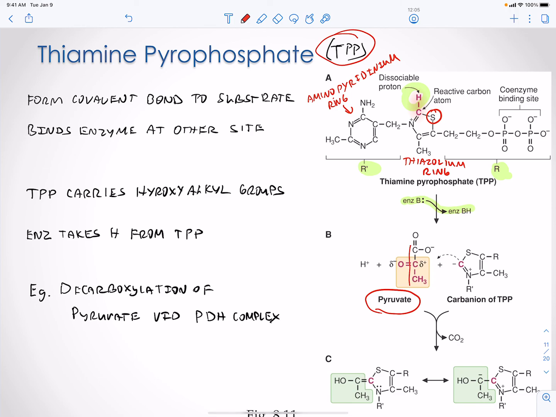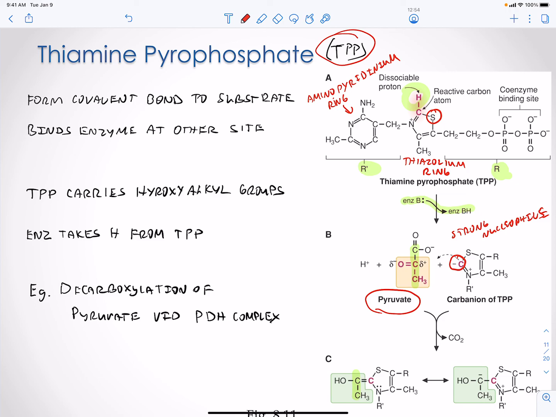Pyruvate is a 3-carbon compound, comes from glycolysis. So here's our 3-carbon compound. And this 3-carbon compound is going to be converted to a 2-carbon compound. Eventually, not in this first step, but through the pyruvate dehydrogenase complex. But when interacting with thiamine pyrophosphate, it is going to be able to have a strong nucleophile because of that hydrogen that was removed. And so here's our strong nucleophile again next to that thiol group.